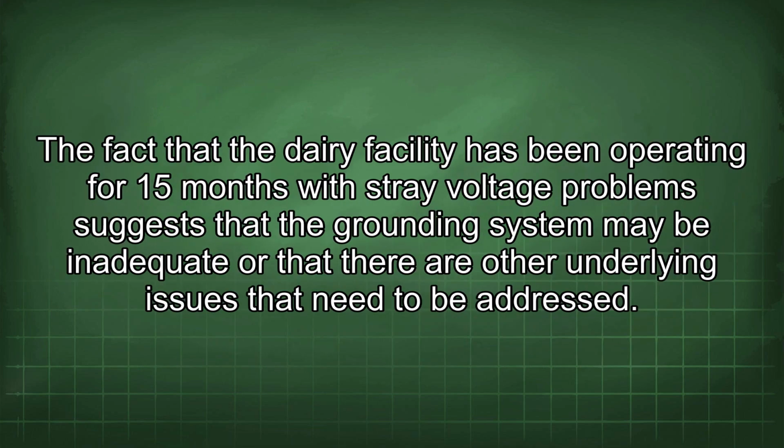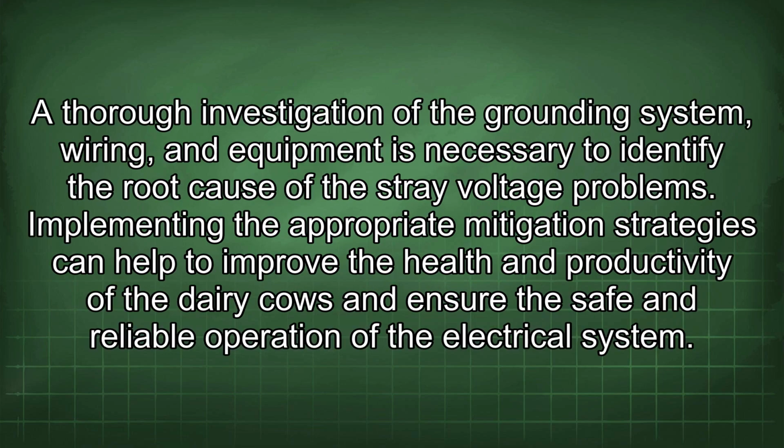The fact that the dairy facility has been operating for 15 months with stray voltage problems suggests that the grounding system may be inadequate or that there are other underlying issues that need to be addressed. A thorough investigation of the grounding system, wiring, and equipment is necessary to identify the root cause of the stray voltage problems. Implementing the appropriate mitigation strategies can help to improve the health and productivity of the dairy cows and ensure the safe and reliable operation of the electrical system.